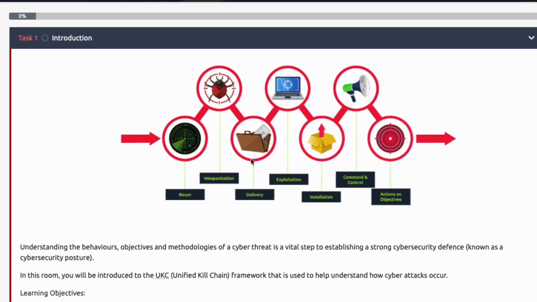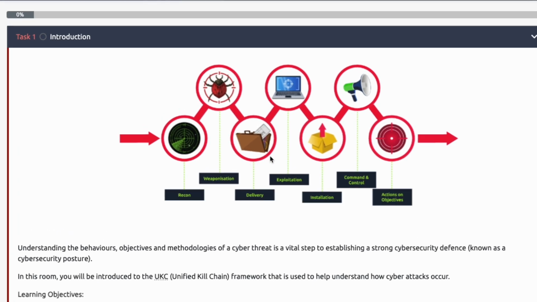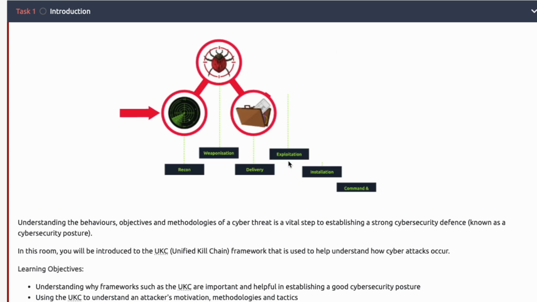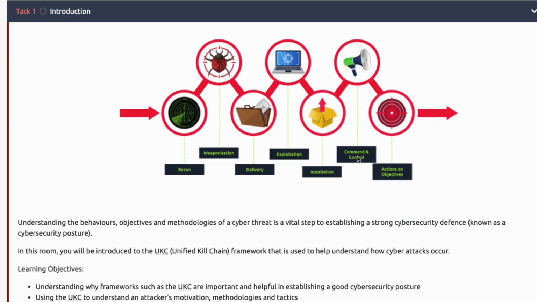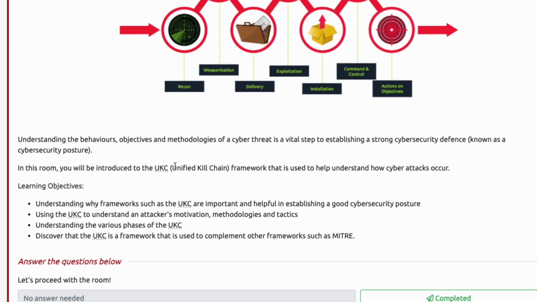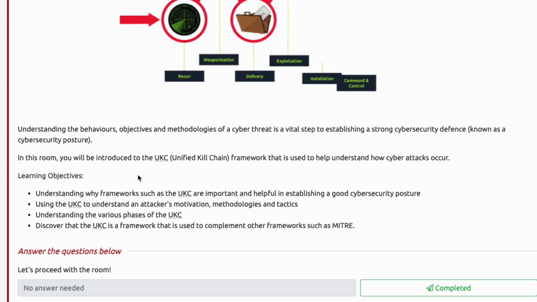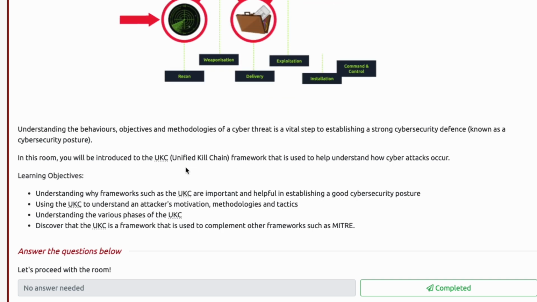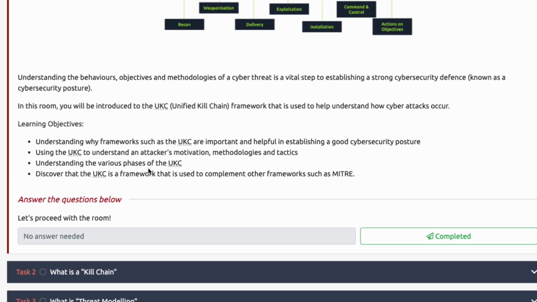So this is the previous one, the cyber kill chain. Recon, weaponization, delivery, exploitation, installation, C2, which is command and control, and then actions on objectives, right? So that was the cyber kill chain. Now we're going to be using a bit of an upgraded version, I guess, which is the UKC, the Unified Kill Chain Framework, that's used to understand how cyber attacks actually occur, right?